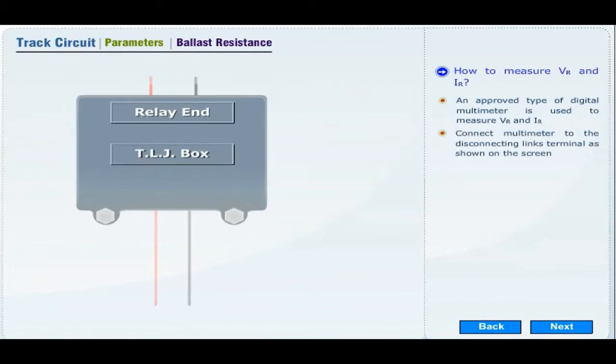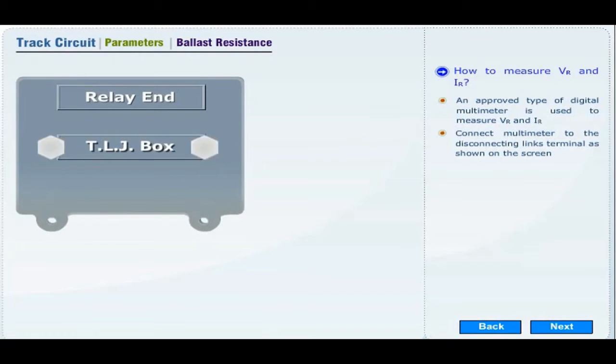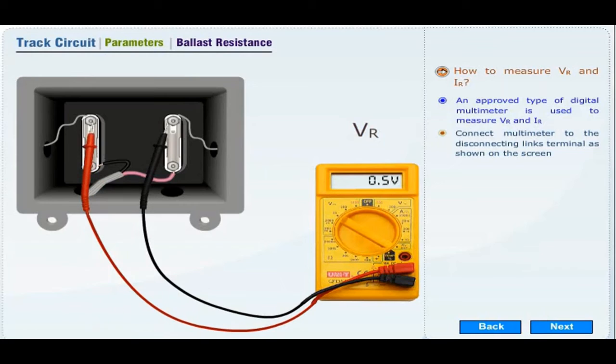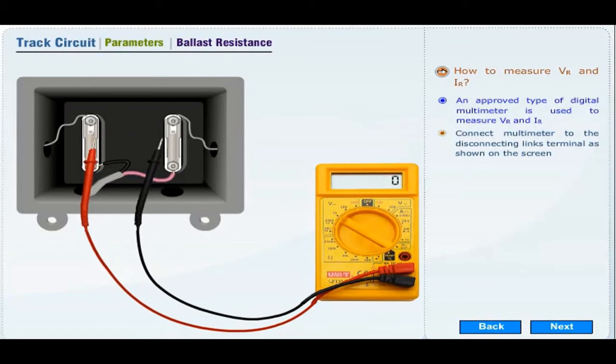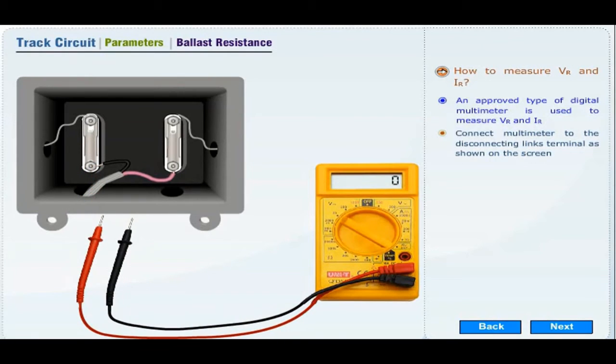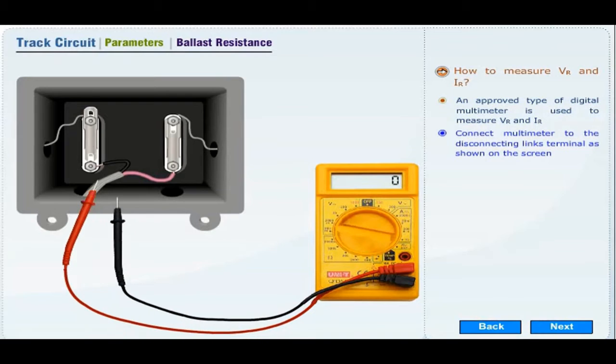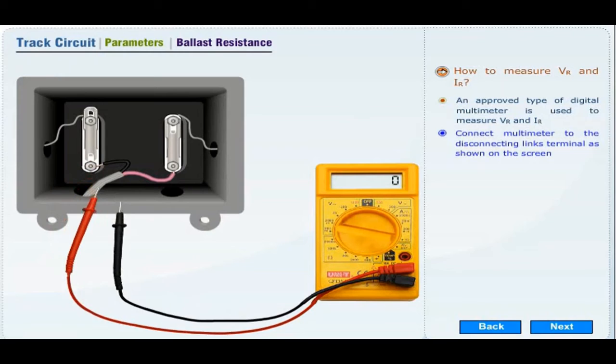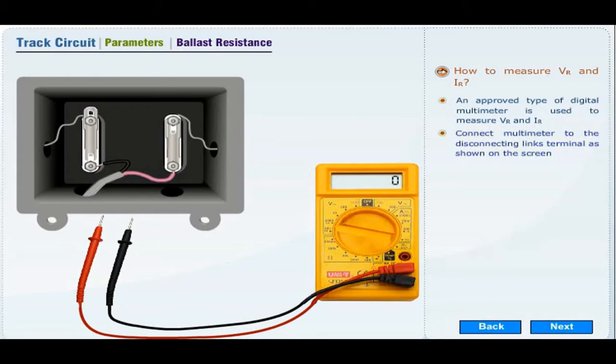How to measure VR and IR? An approved type of digital multimeter is used to measure VR and IR. Connect multimeter to the disconnecting link's terminal as shown on the screen.